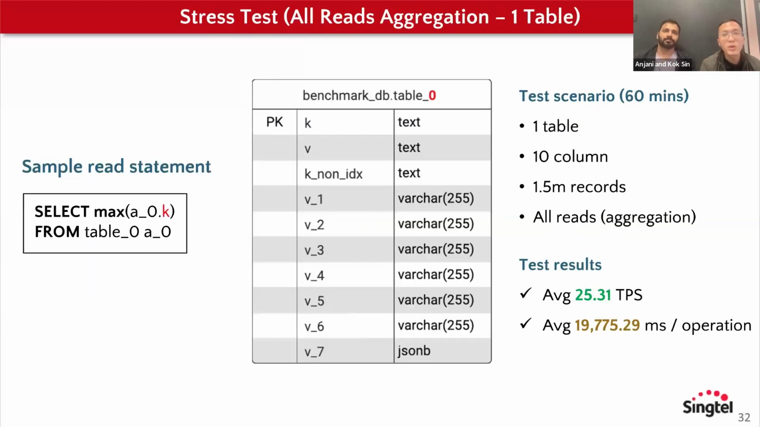On top of that, we also want to study how well YugabyteDB performs under aggregation. So for our read statement, we are selecting max on a column in every read. So we ran this test scenario for 60 minutes on a table with 1.5 million records, and we managed to achieve 25 TPS, which is still impressive.